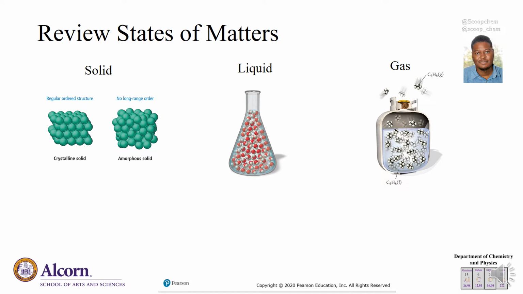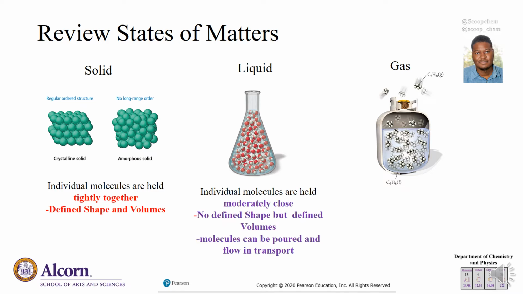Okay, very briefly, let's define the three different classes here. Solids. In solids, the individual molecules are held together really tightly. They have very defined shapes and volumes. For liquids, the individual molecules in a liquid are moderately held close. So they don't have a defined shape, but they do have defined volumes. And this moderately close interaction between the molecules in liquids allows those molecules to be poured or have a flow attribute when they are transported from different vessels or containers.